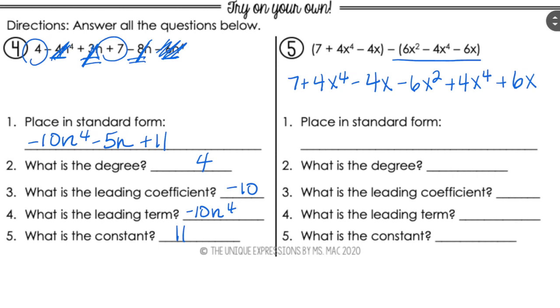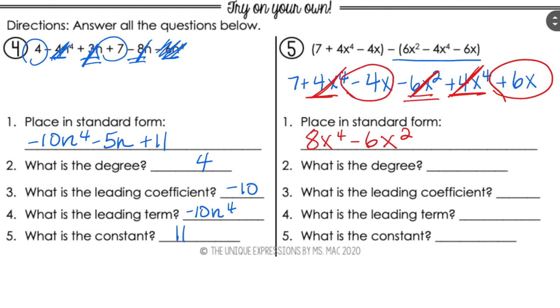So now I'm going to do the same thing that I did for question number 4. I'm going to identify the degree of the problem, which is 4. So I'm going to start out with +4x to the 4th power and 4x to the 4th power. I add those. I get 8x to the 4th power. Cross those out. And next I'm going to head down to -6x to the 2nd power. There's nothing else to combine that with, so I'm just going to write it down. Now I'm at 6x and -4x. So I get 2x. Cross those out.